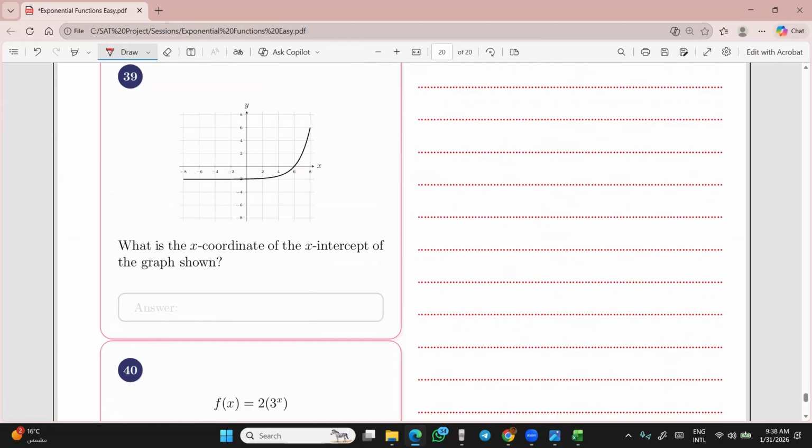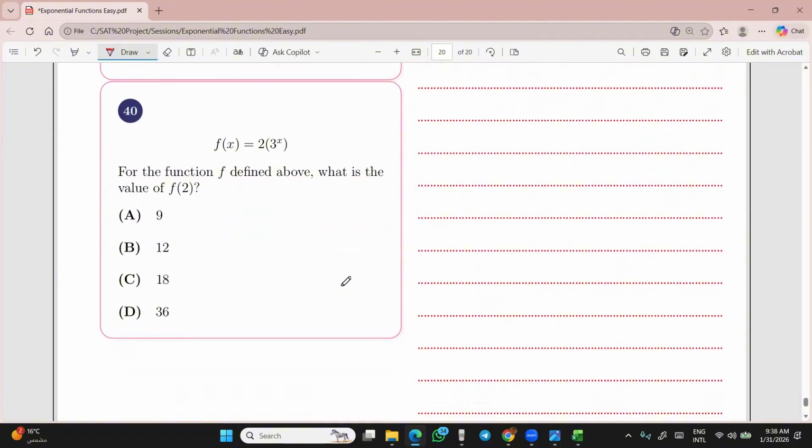Here the question says, what is the x-coordinate of the x-intercept? The x-intercept here is 6 and 0. If you write 6 and 0, we don't need to write all of this in the options, as we mentioned before. We need only the x value, or the x-coordinate, which is 6.